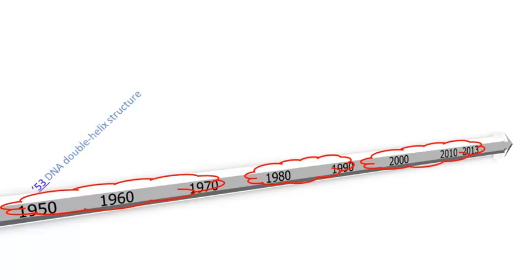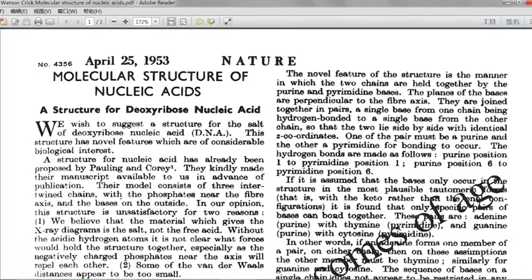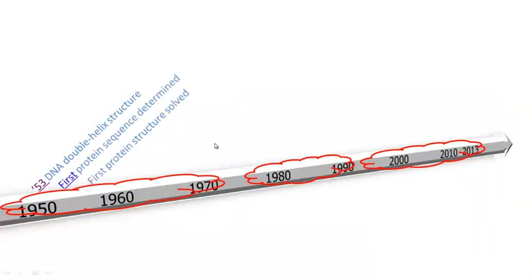One of the most important discoveries in molecular biology is the discovery of the double helix structure of the DNA by James Watson and Francis Crick in 1953. This one-page paper in Nature established DNA as the genetic material. Also in the 1950s, the first protein sequence, that of insulin, and the first protein structure, that of myoglobin, were solved. These works started the golden age of molecular biology.